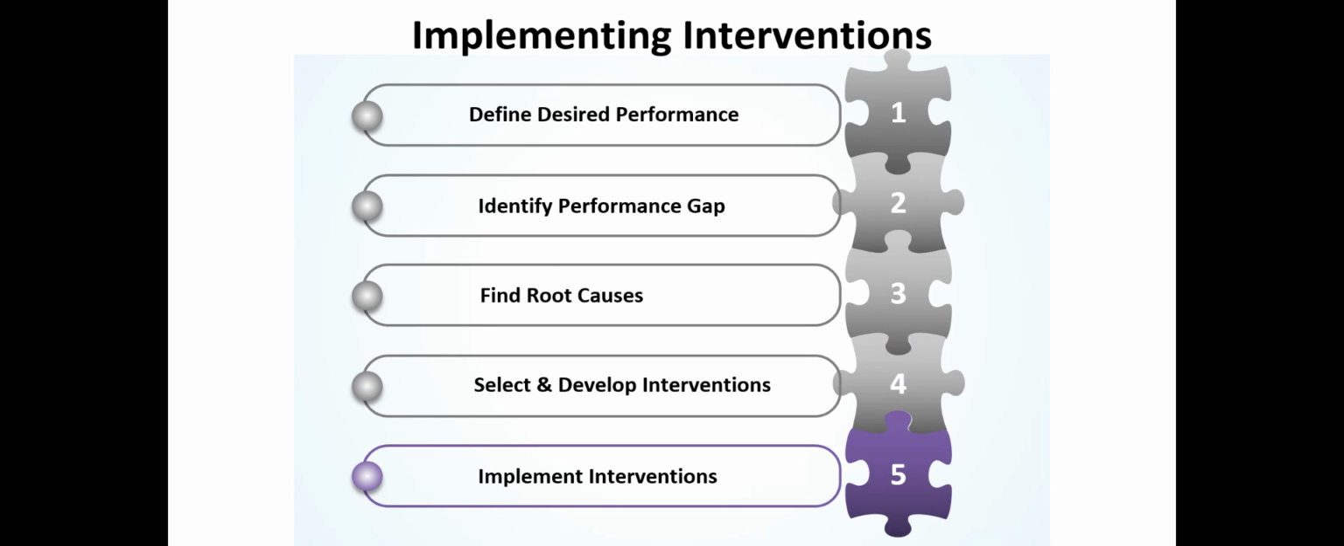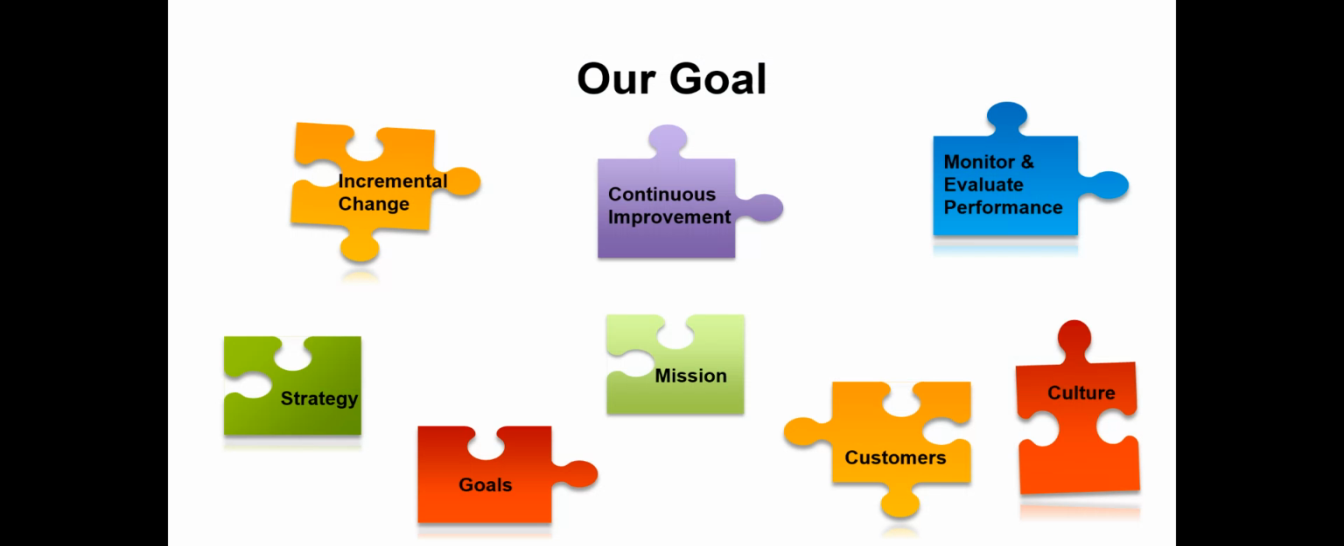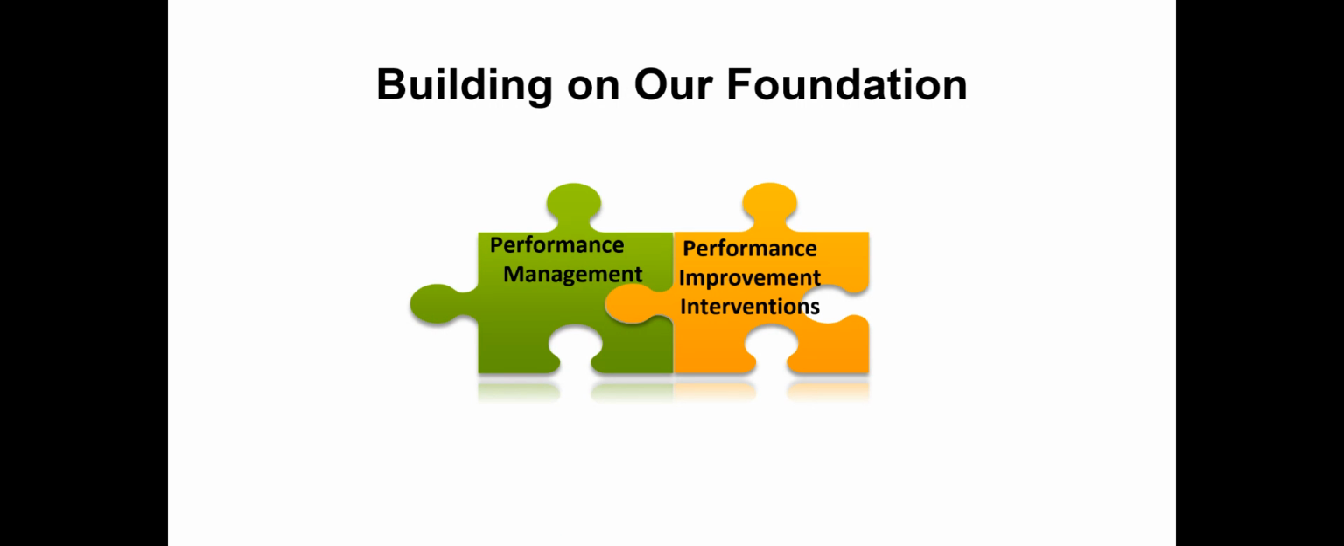In our final step, we are implementing and controlling our intervention depending on the intervention methodology we have chosen to follow. Once an intervention has been implemented, we measure, analyze, and adjust our intervention as necessary. Our goal is incremental change and continuous improvement by constantly monitoring and evaluating performance. In all things, we must always be cognizant of the organizational context, our mission, goals, strategies, culture, and customer perspectives. In this way, we are building our organizational performance foundation, one piece at a time.